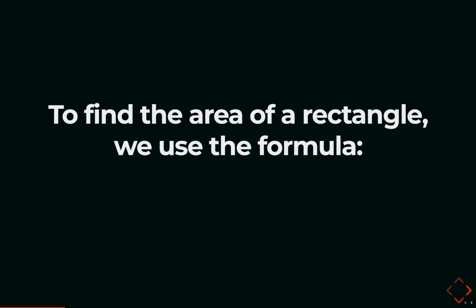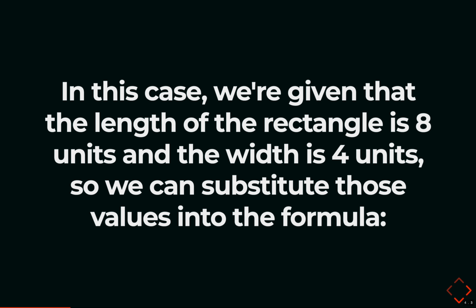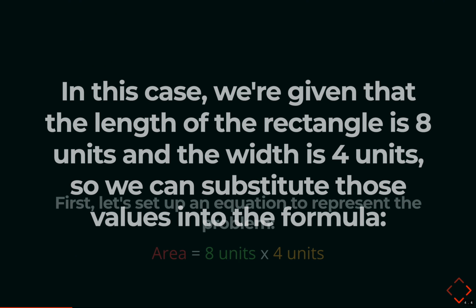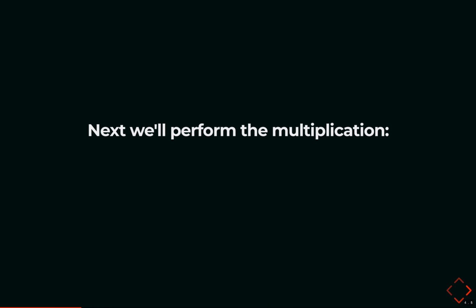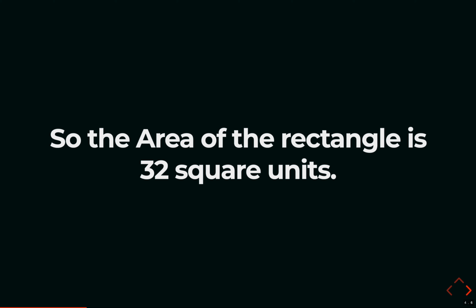To find the area of a rectangle, we use the formula area equals length times width. In this case, we're given the length of the rectangle is 8 units, and the width is 4 units. So we can substitute those values into the formula. First, let's set up an equation to represent the problem. Area equals 8 units times 4 units. Next, we'll perform the multiplication. Area equals 32 square units. So the area of the rectangle is 32 square units.